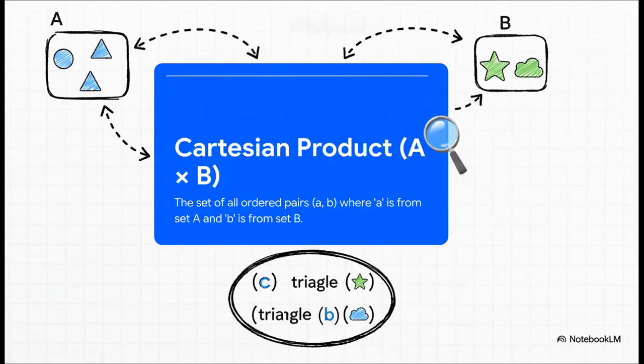And there you have it. This complete collection, this set of all 6 of those pairs, that is what we call the Cartesian product of set A and set B. We write it as A cross B. It's literally just the set of all possible pairs you can make. The only rule is that the first thing in the pair has to come from the first set, and the second thing has to come from the second set. That's all there is to it.